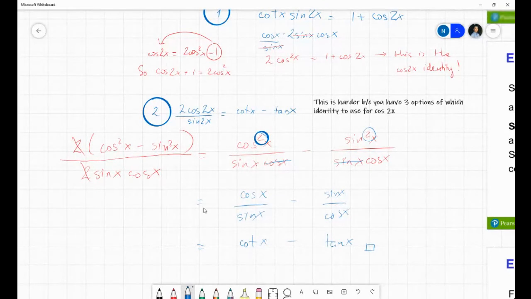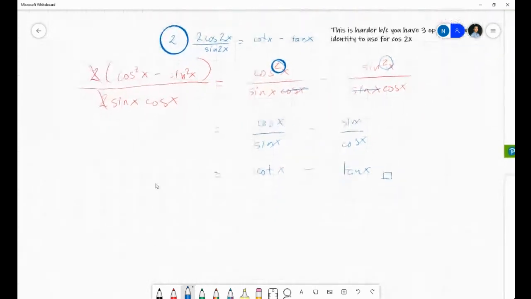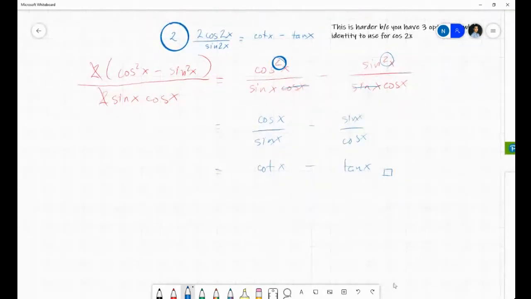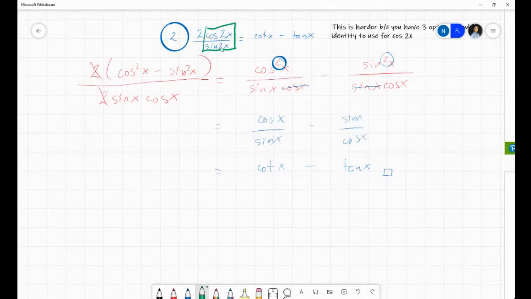So again, this is not the only method of doing this. I'll show you another method, which is a little bit easier. You will see that here we have cosine over sine, right? So that actually is equal to 2 cotangent of 2x. But I haven't shown you the identity for cotangent, right?